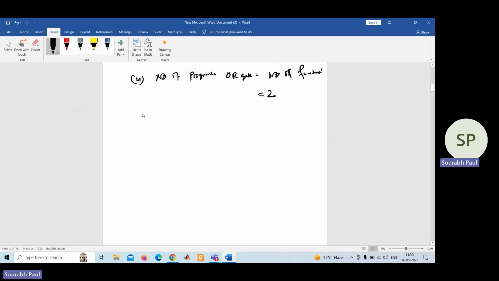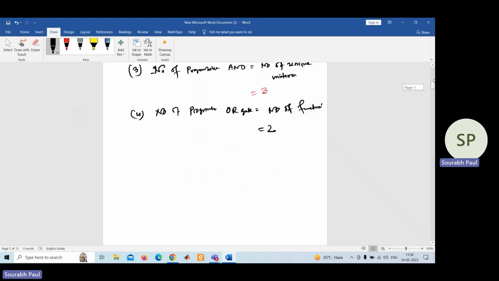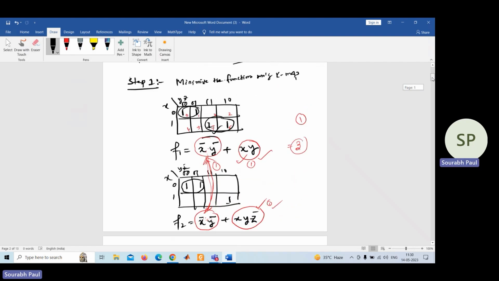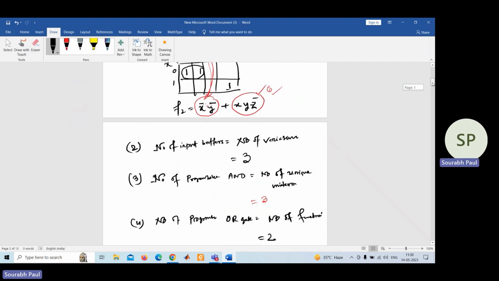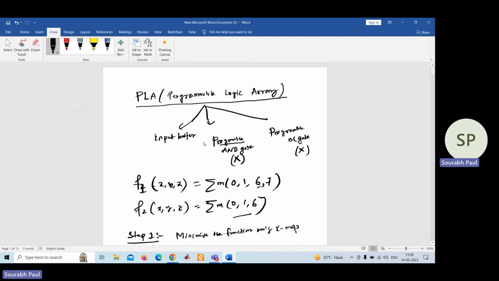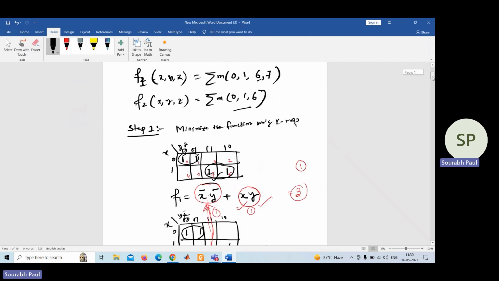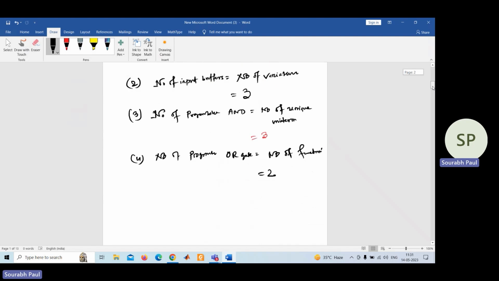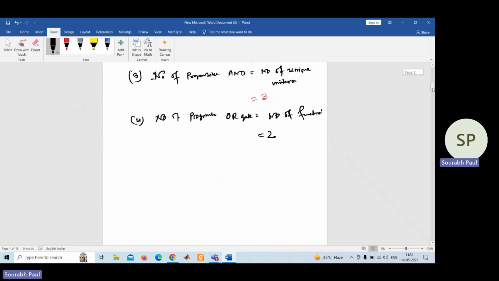Now how to do the implementation? In the first step, you have done the minimization. In the second step, you have identified the number of input buffers, because these 3 things will be required to implement the circuit. We have found out 3 input buffers are required, because the number of variables is 3.